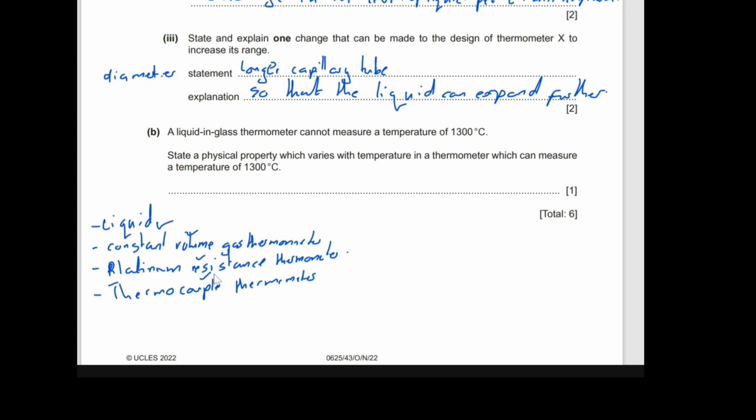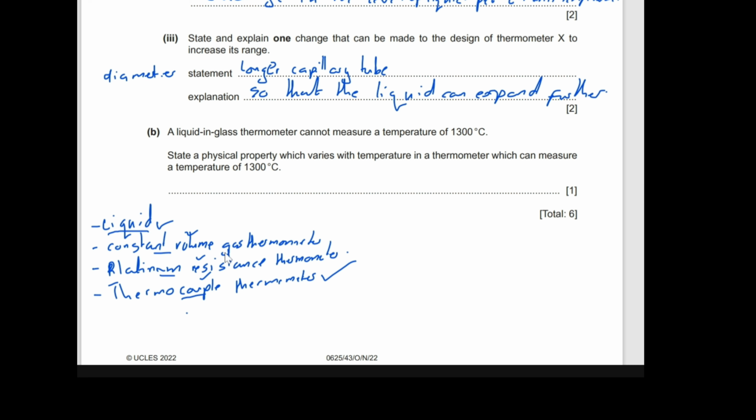All that is required. So as you can see, a liquid in glass thermometer cannot measure high temperature. Why? Because the liquid in glass thermometer will break if you put it under a temperature of about 1300 degrees. But the thermocouple thermometer can measure a high range of temperature. So please go and make sure you are aware of all these types of thermometers, and all the information that surrounds them, so that you'll be safe.